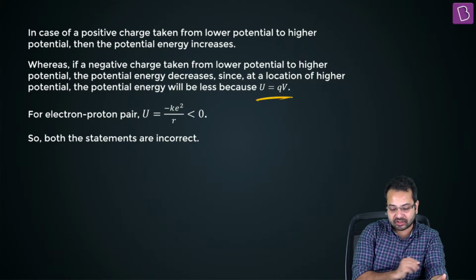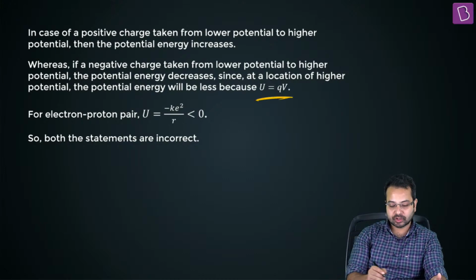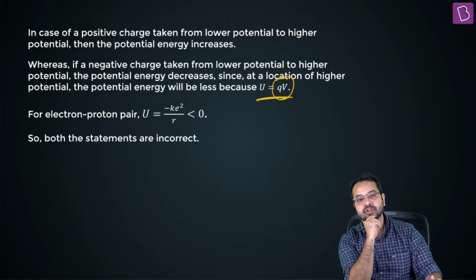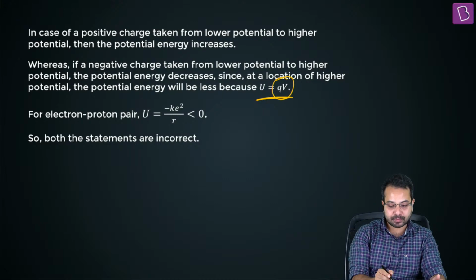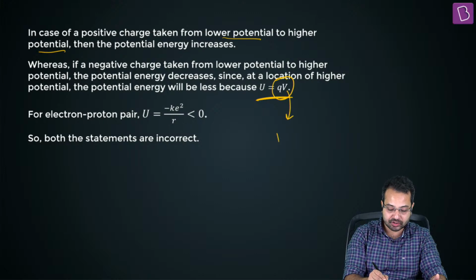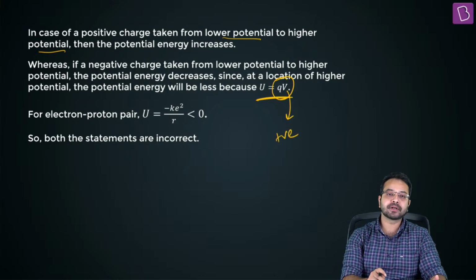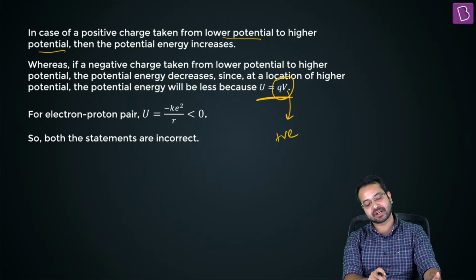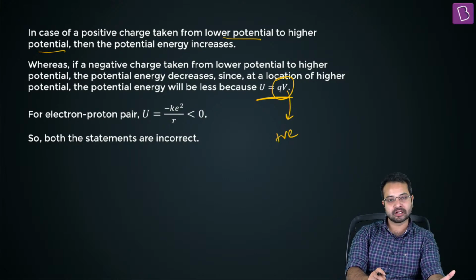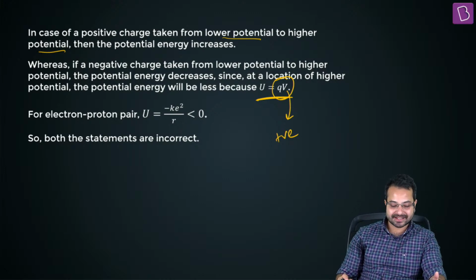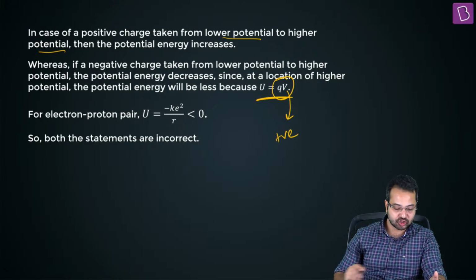So the potential energy change is going to be given by Q into V, where V is the potential difference. Now it is being taken from lower potential to higher potential, which means the change in potential is going to be positive. But it also depends on the nature of charge. If it is positive, delta U will come out to be positive. If it is negative, then the change in potential energy will come out to be negative. So we cannot say that necessarily it is going to be positive or negative. It will depend on the charge.